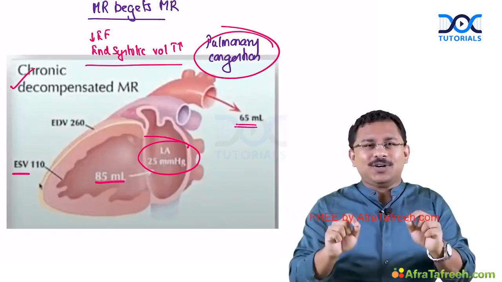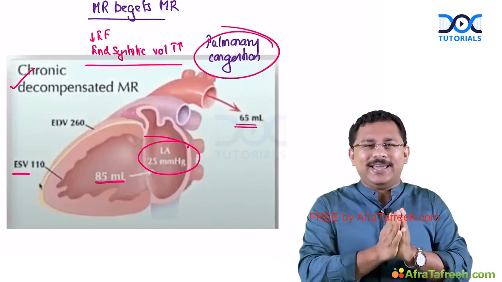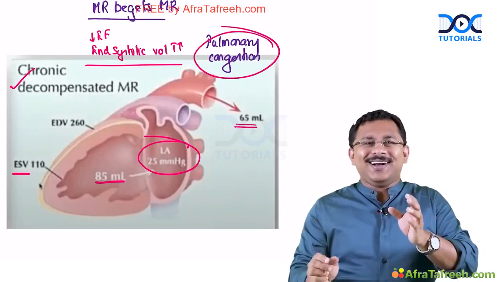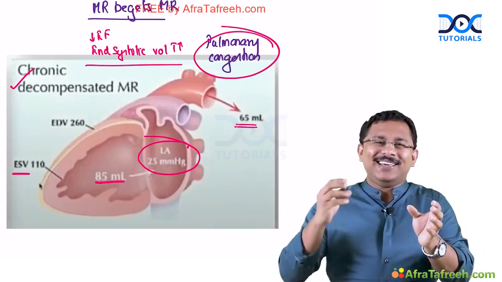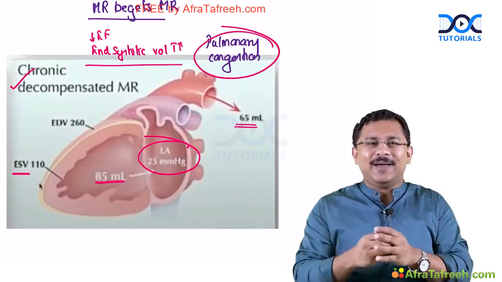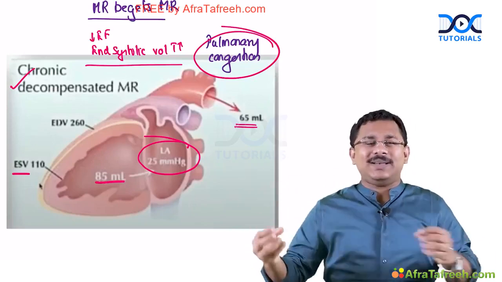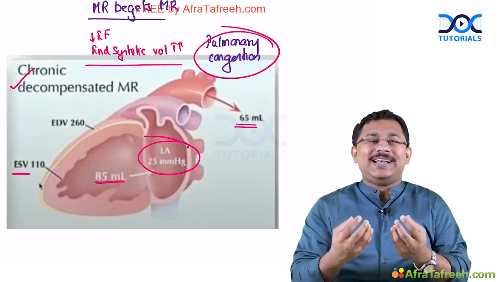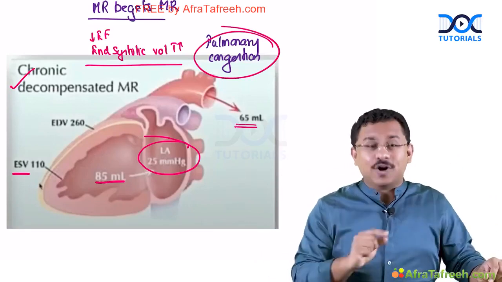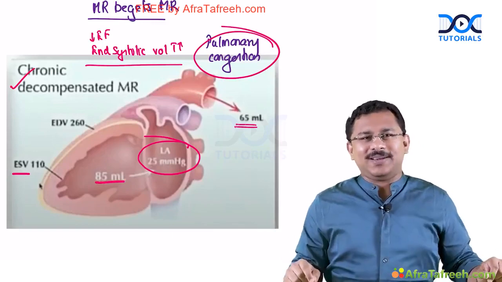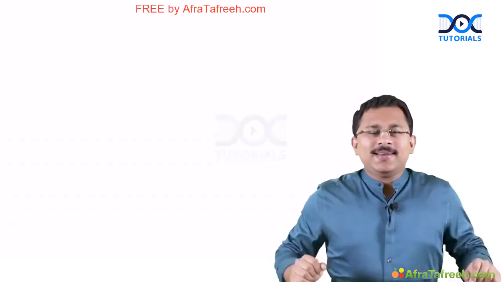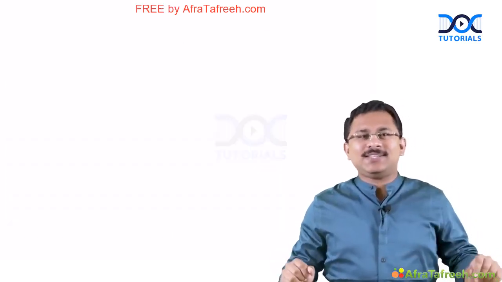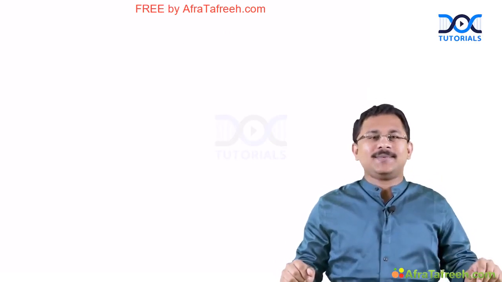So it's very important to have an idea on the hemodynamics of an acute MR, the chronic compensated MR, and a chronic decompensated MR, because it is based on this that the patient develops these symptoms, and you have to have a solid idea on this topic. All right. Now let's come to the clinical features of mitral regurgitation.